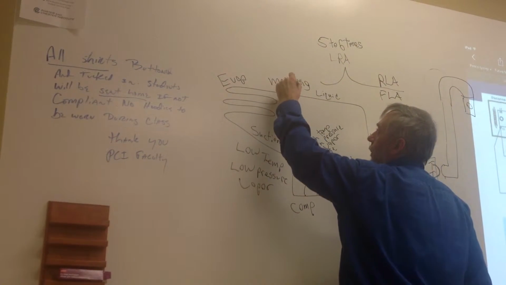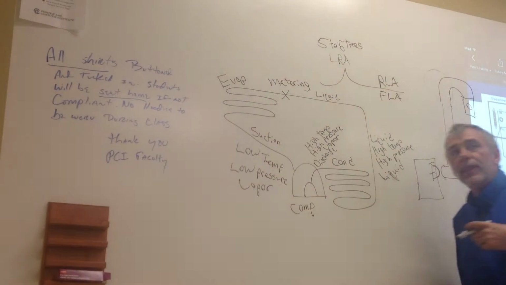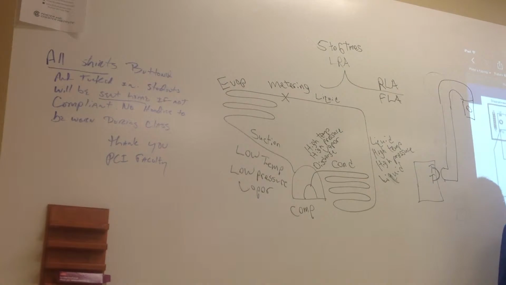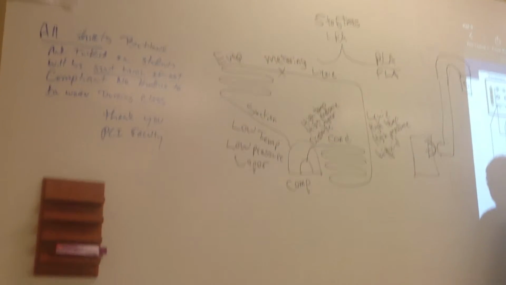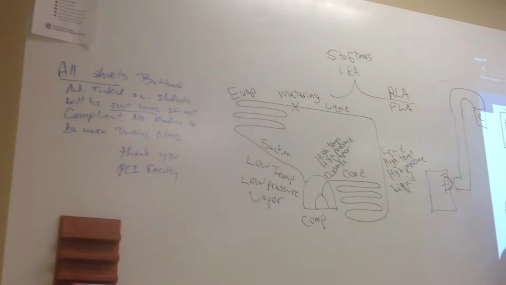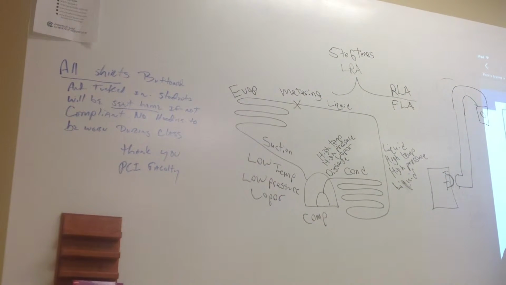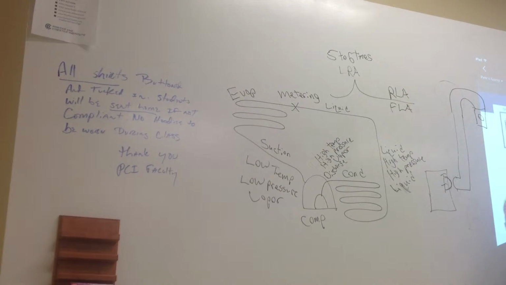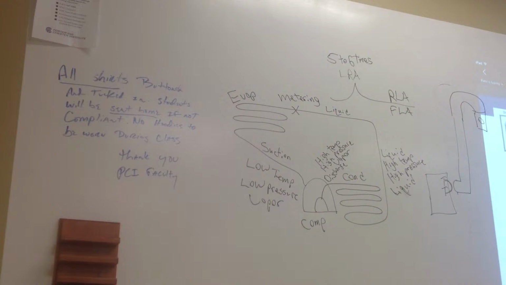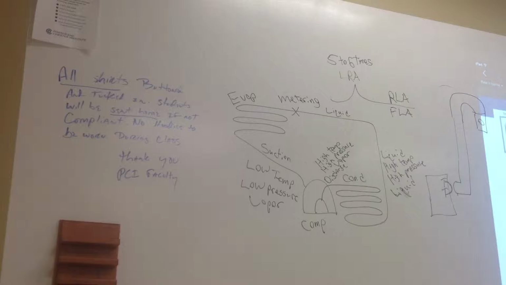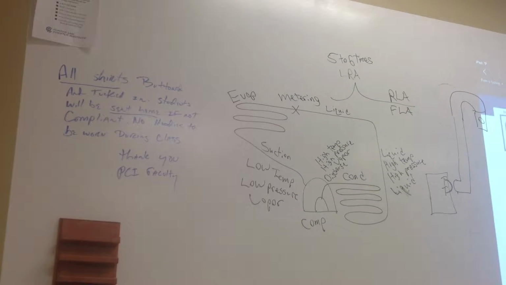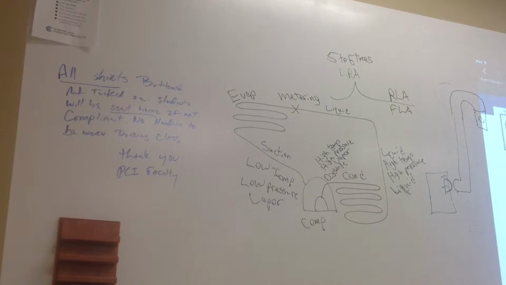As soon as it goes through the metering device, it's now going to flash off. What percentage of liquid versus vapor? Has anybody been through air conditioning? What percentage, and what is that called? It flashes off right there. Flash gas. It's called flash gas. Either 60-40 or 80-20. 80-20, yep.